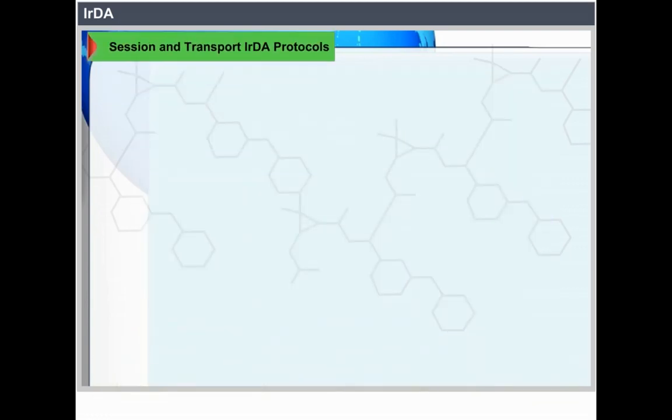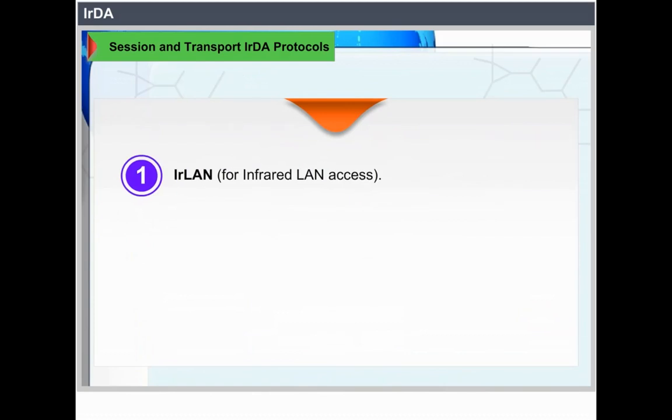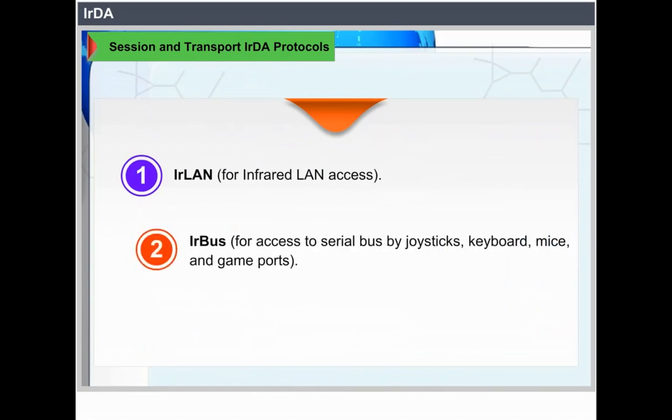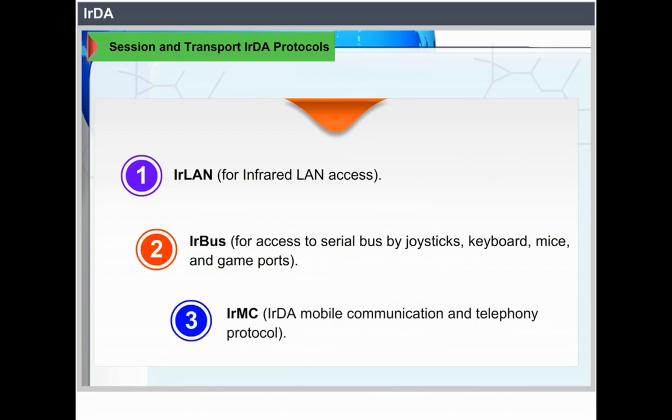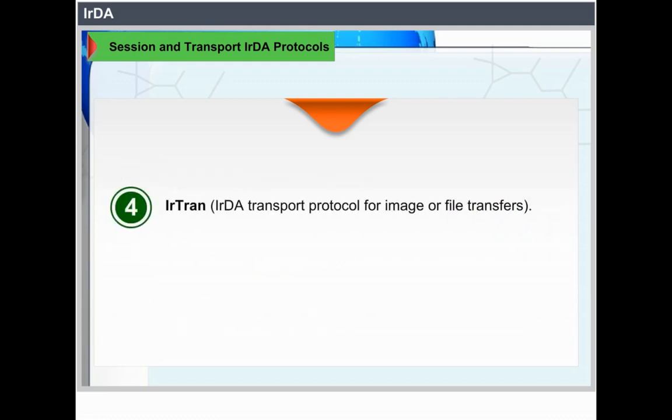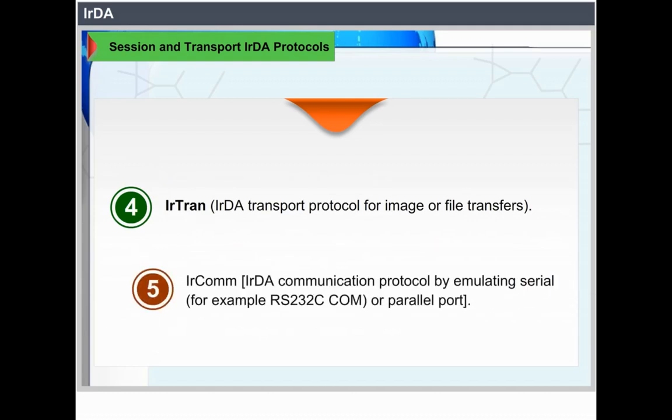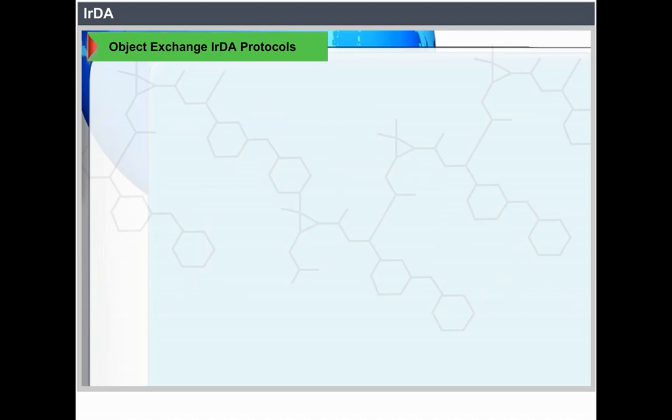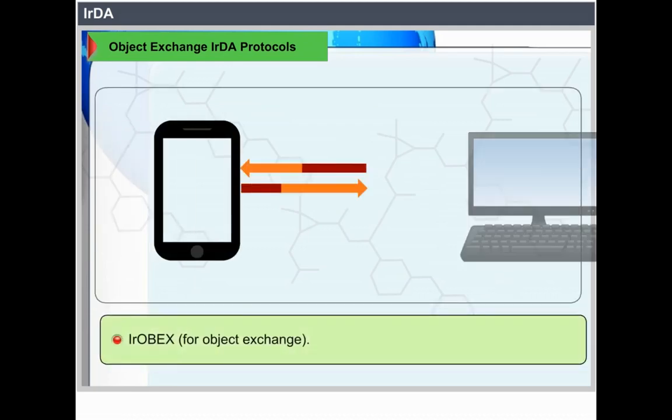Session and Transport IRDA Protocols. IRLAN for Infrared LAN Access. IRBUS for access to serial bus by joysticks, keyboard, mice, and game ports. IRMC, IRDA Mobile Communication and Telephony Protocol. IRTRAN, IRDA Transport Protocol for Image or File Transfers. IRCOMM, IRDA Communication Protocol by Emulating Serial, for example, RS232C COM or Parallel Port. Object Exchange, IRDA Protocols. IROBEX for Object Exchange.